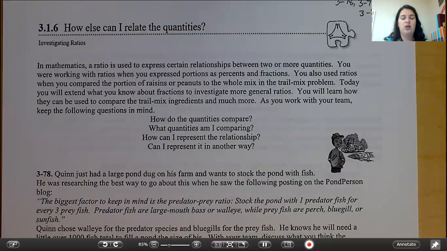As you work with your team, keep the following questions in mind. How do the quantities compare? What quantities am I comparing? How can I represent the relationship? And can I represent it in another way? So we're going to start with problem 378.